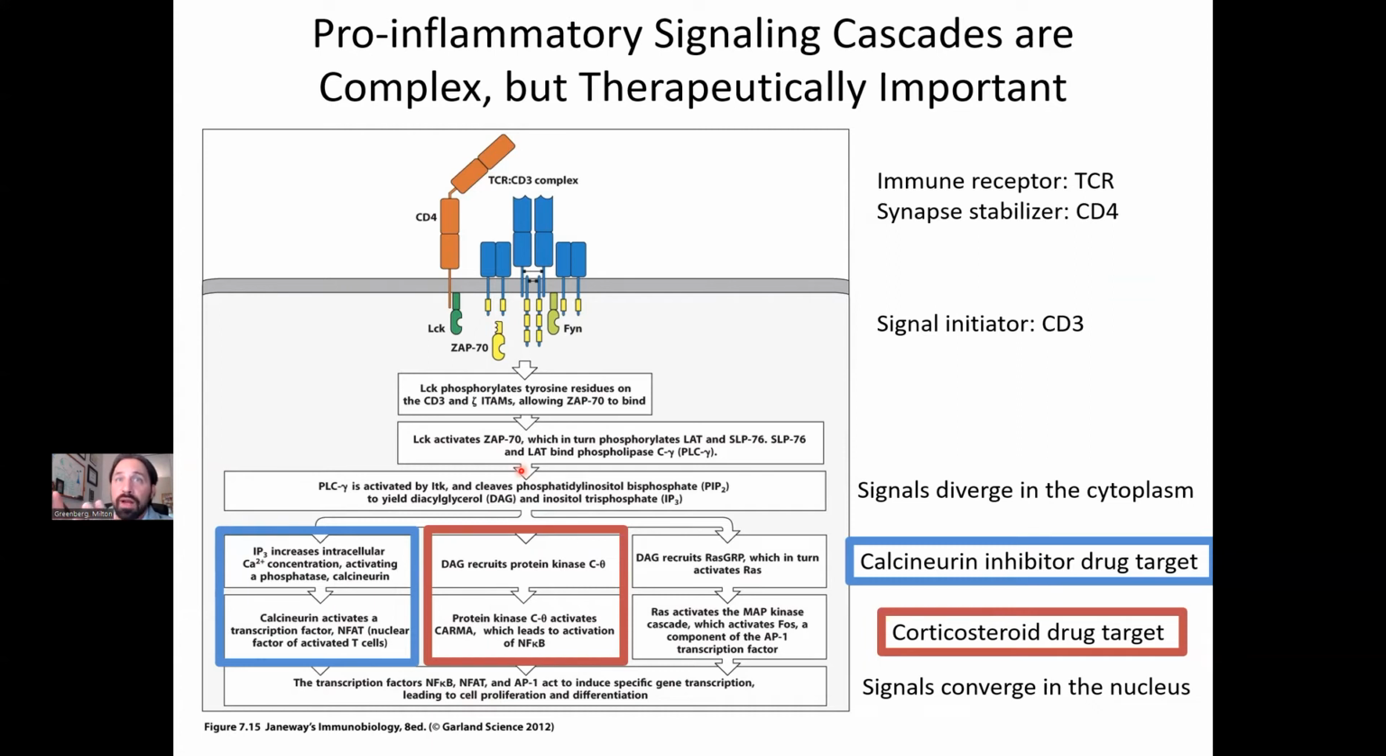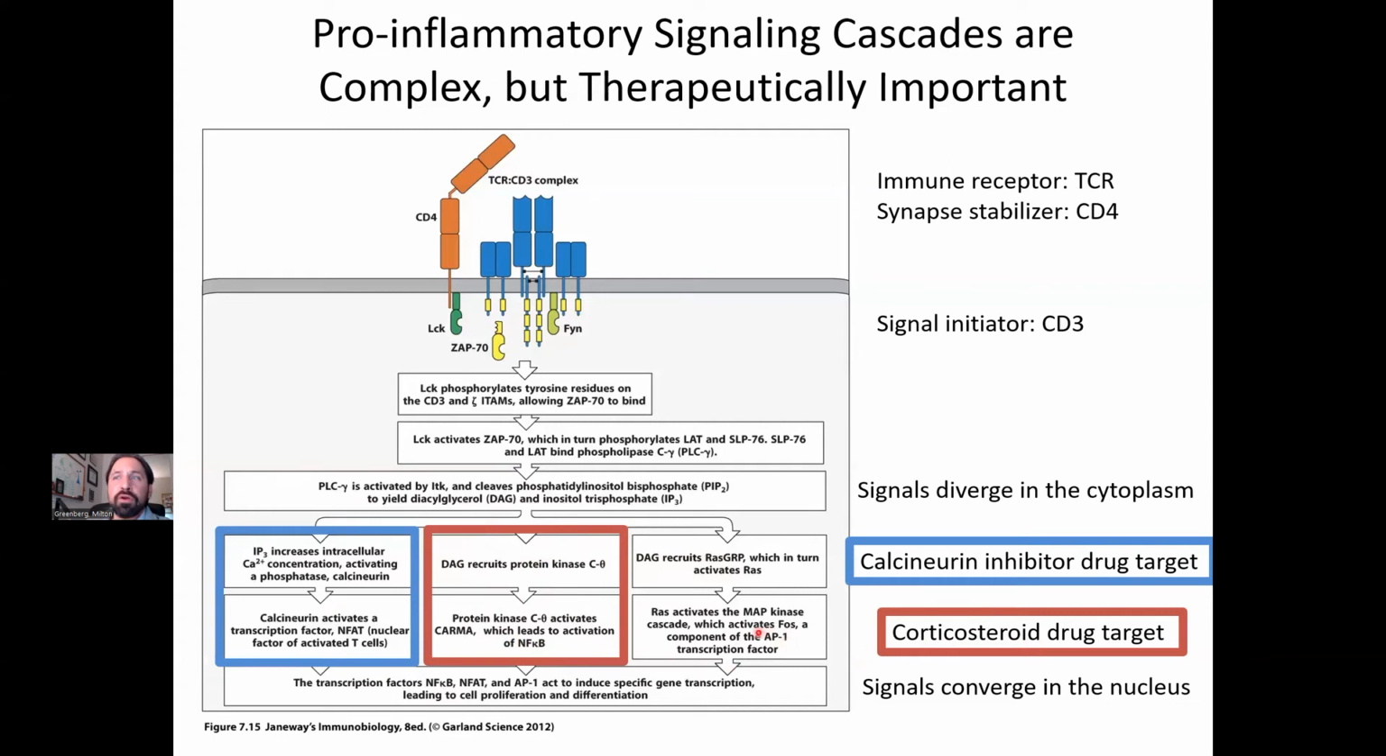So it means we're going to activate calcium-dependent pathways like this, things that we can shut down with our calcineurin inhibitors. So this is the drug target of our calcineurin inhibitors. We're blocking that calcium release, that calcium influx, the calcium signaling and the NFAT activation. We also have other pathways, in particular this NF-kappa B pathway, which is going to cause activation of NF-kappa B, and we can block this with corticosteroids.